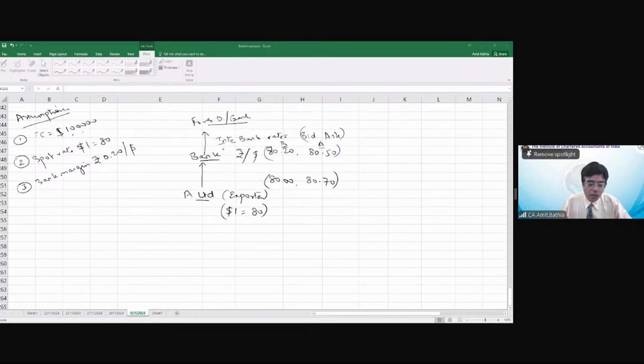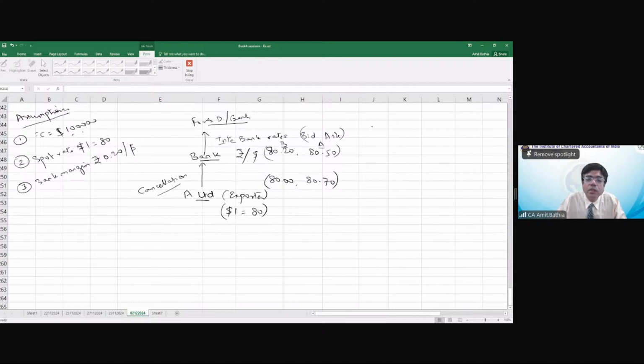How do you essentially offset a forward cover? By taking an opposite position. Right. So here, what bank is going to do is, say for example, A Limited, the exporter, is reaching out to them that I cannot fulfill this contract. Okay. Let me give you a simple example of cancellation. Let's say I am saying that I want to cancel the contract. Okay. Then what is the bank going to do? Bank is not going to cry and crib about it, right?